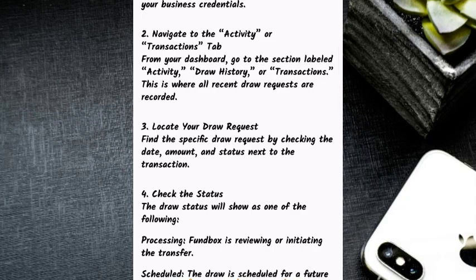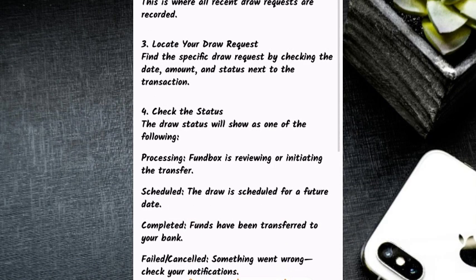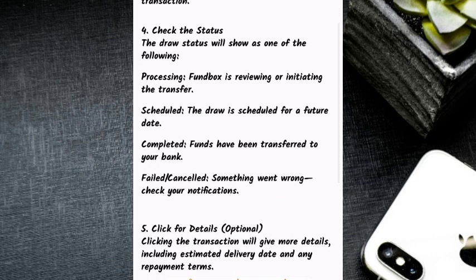Next up is to check the status. The draw status is going to show as one of the following: either processing, which means that Fundbox is reviewing or initiating the transfer, or scheduled, which means that the draw is scheduled for a future date, complete, which means that the funds have been transferred to your bank, or it could be failed or cancelled, which means something went wrong and you need to check your notifications.